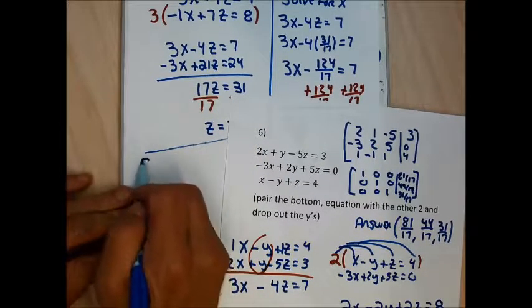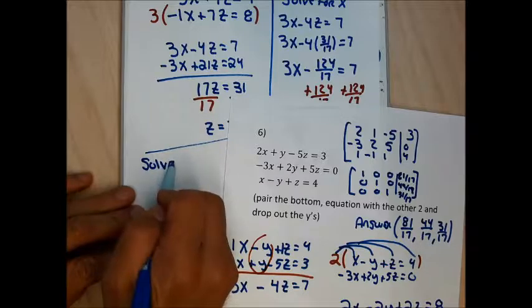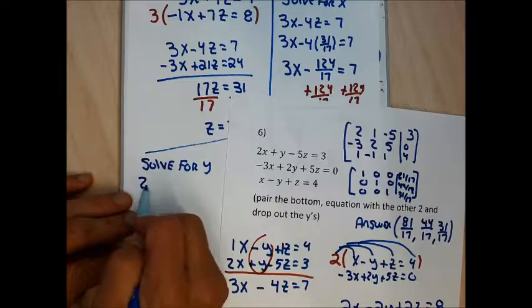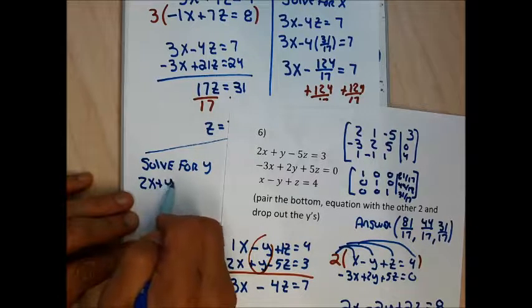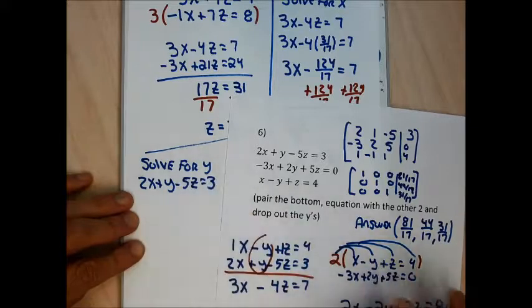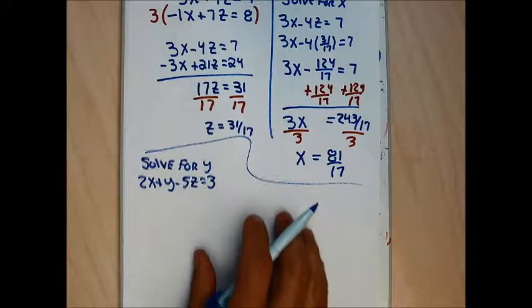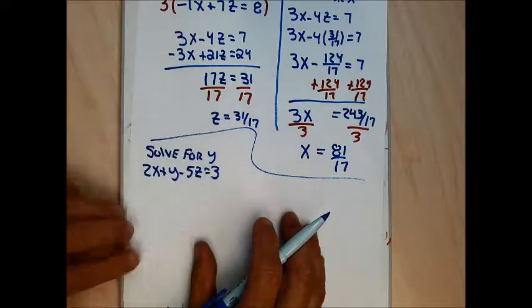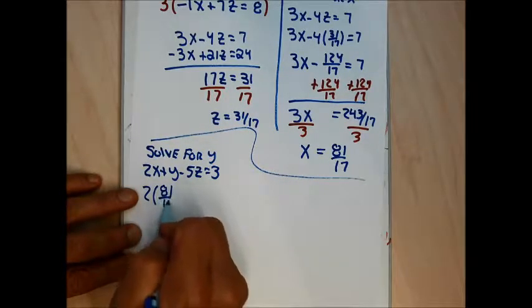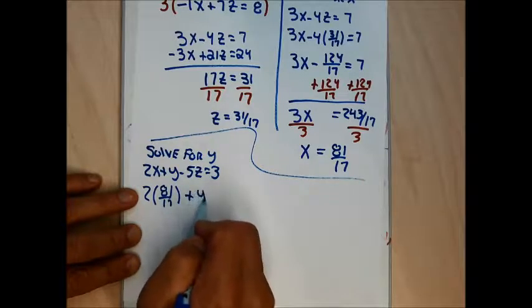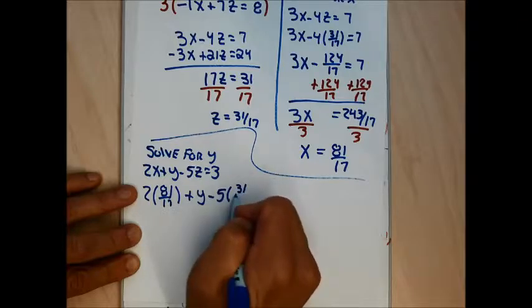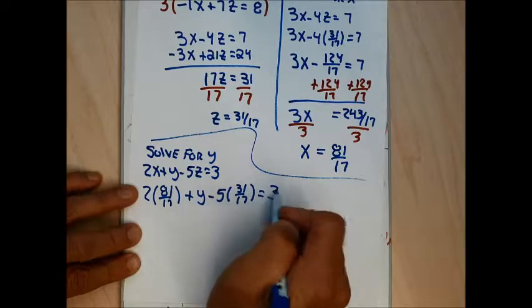So when I go to solve for y, even though I have my choice of any equation, I'm going to take that one because it has the nicest y. So I'm going to use 2x plus y minus 5z equal to 3. And in for x, I'm going to plug 81 over 17. So I'm going to get 2 times 81 over 17. I'm going to leave the y alone. And then for z, I'm going to plug in 31 over 17. And then equals 3.